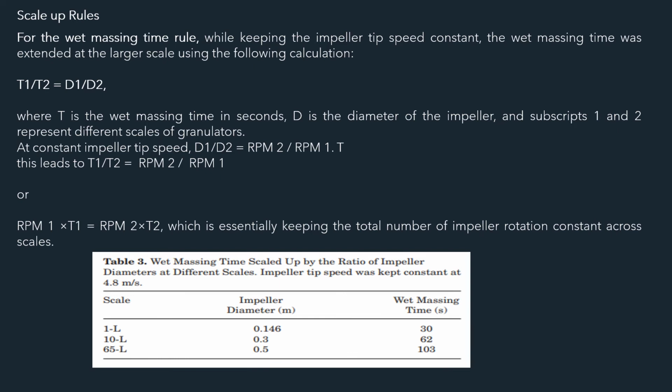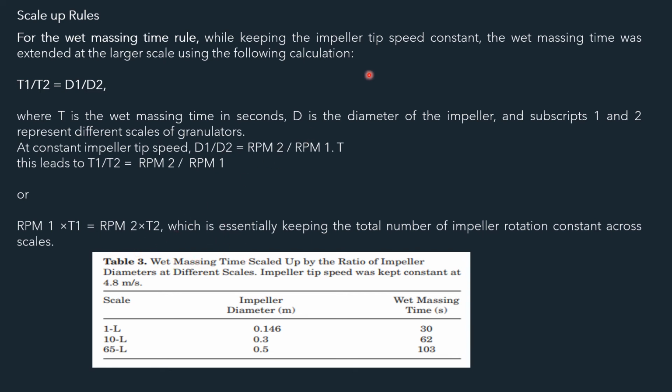In the previous slide we arrived at this equation: RPM1 into T1, meaning kneading time at the first scale, is equal to RPM2 into T2. If we are going with the constant tip speed rule, we calculate the RPM of the second scale by keeping the n value 1, correct? Then we have to increase the kneading time, and we can calculate it by this equation. RPM1 and T1 we fix by the development study, RPM2 we calculate by our equation, and the kneading time at the second scale is calculated by dividing RPM1 into T1 by RPM2. That kneading time we can implement for our scale up.